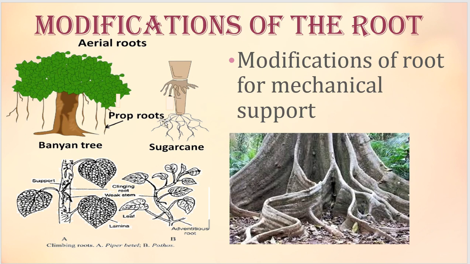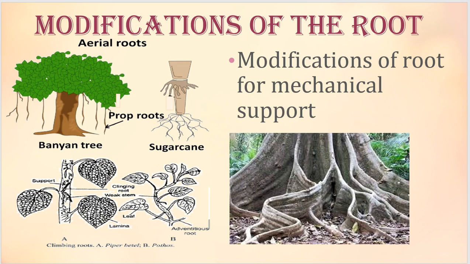And then the next one is climbing roots. Climbing roots you can see in climbers. Yes, we know that, right? In these climbers, as they are weak stemmed plants, they want to have a support. So next to them, if there is a bamboo or a tall tree, they will produce a climbing root which has a sticky substance, a sticky juice. With this sticky juice, they catch the support, and very soon the sticky juice will dry up, attaching the roots to the support.